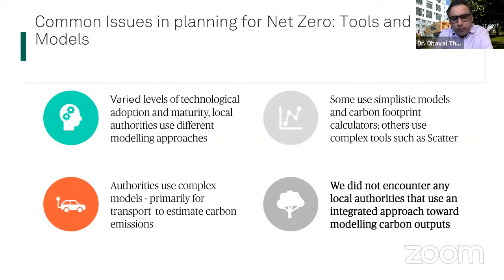And also, when we talk about the complex models, a lot of them primarily use complex models for transport to estimate carbon emissions, but we could not find any examples of local authorities that use an integrated approach towards modeling carbon output. That combines a number of different parameters and aspects together at the same time, such as transport, energy, land use, and so on.